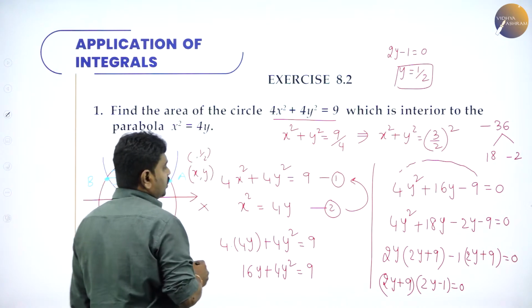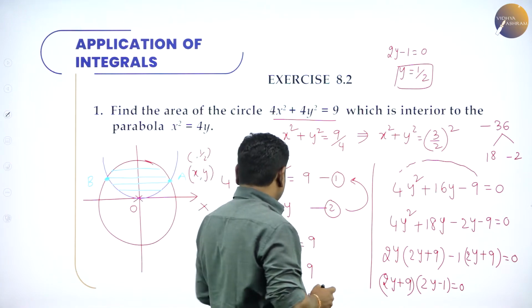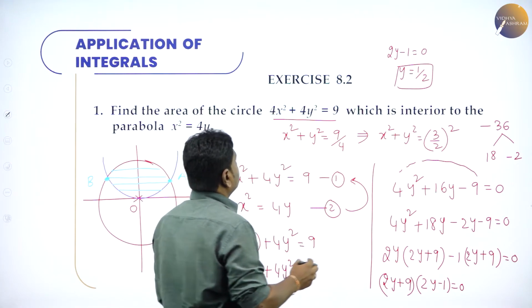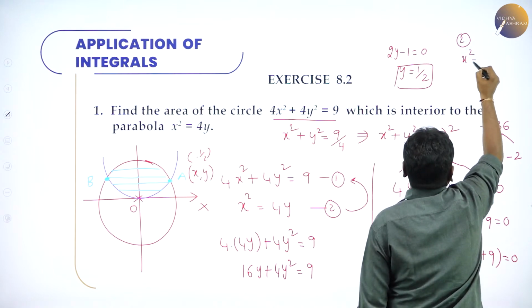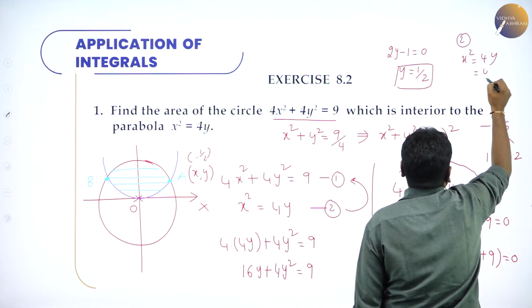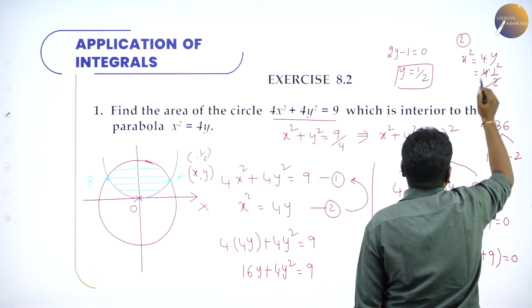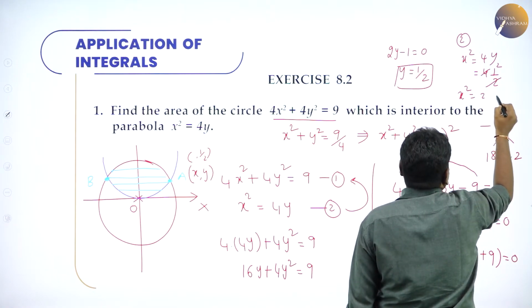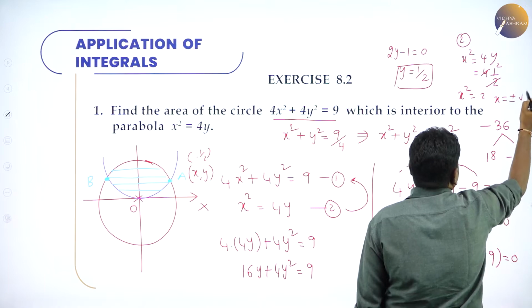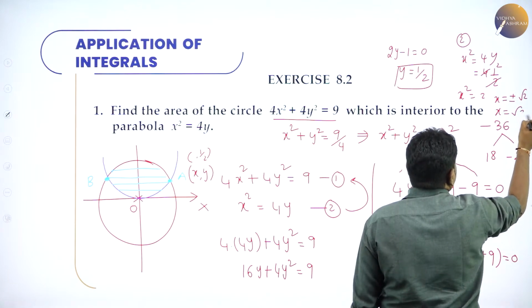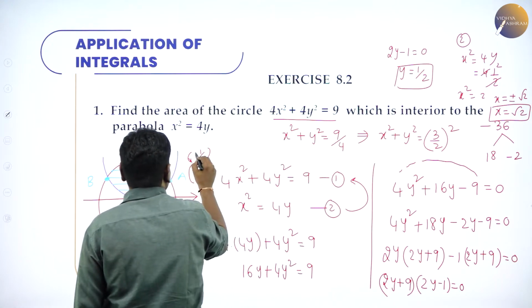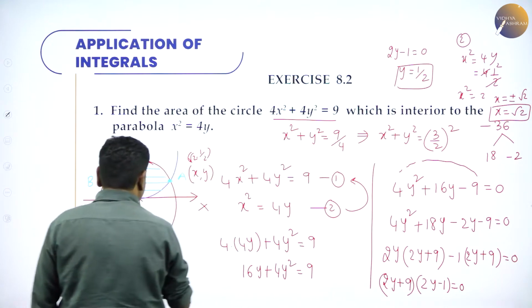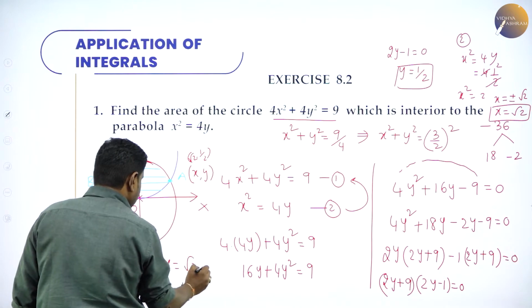I have to get x. Put y value in the equation of x. So x square is equal to what? Equation 2: x square is equal to 4y, and 4 times y means 1 by 2. 2 cancels, so x square is 2. x is plus or minus root 2. In first quadrant, I'll have root 2. So the point of intersection x value is root 2.